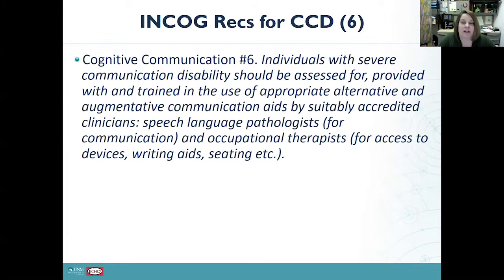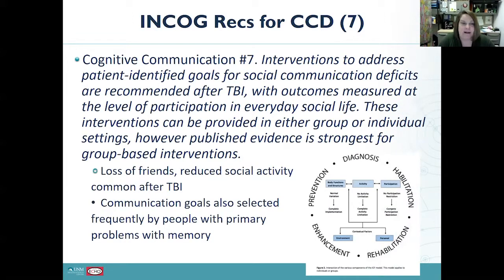The next recommendation, number 7, is again circling back to being patient-centered, person-centered. We need to address patient-identified goals for social communication deficits with outcomes measured at the level of participation in everyday social life. And the evidence is strongest for group settings. So for interventions that provide a group, they can actually work on their social communication in a group setting and not just one-on-one.